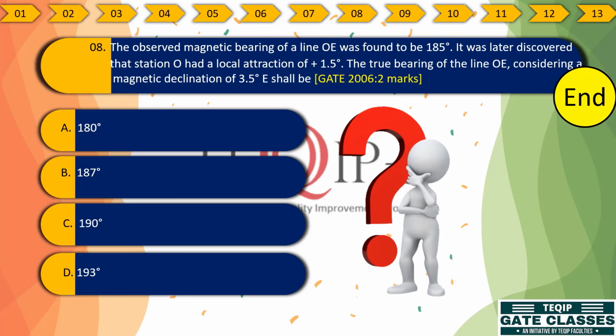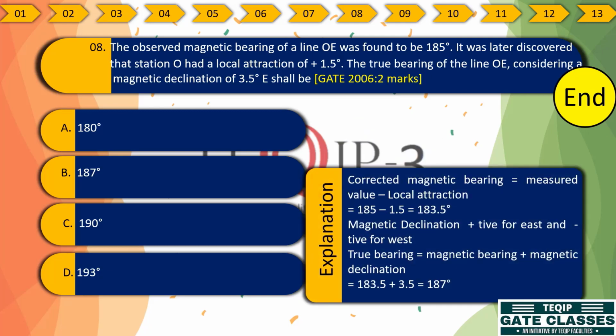Come to the explanation. So we know that the corrected magnetic bearing is equal to the measured value minus local attraction. So measured magnetic bearing, that is 185 degree, minus local attraction of 1.5 degree. So we get 183.5. So why do we deduct? Because the effect of local attraction is positive 1.5 degree. That means 1.5 degree is extra in the measured value. So we deduct this to know the correct value. So that is 183.5.